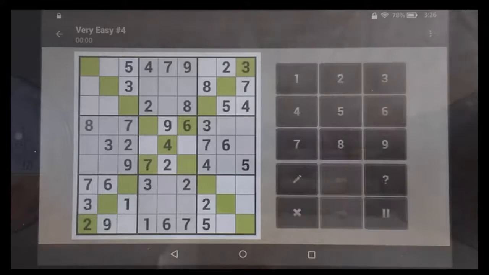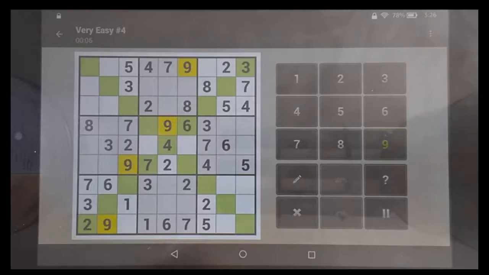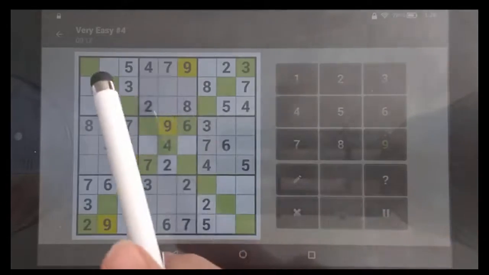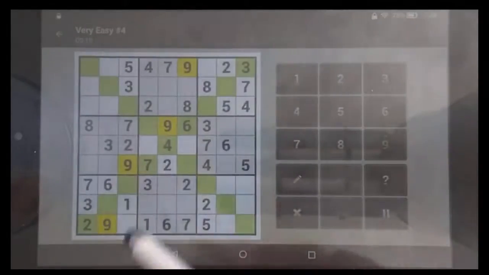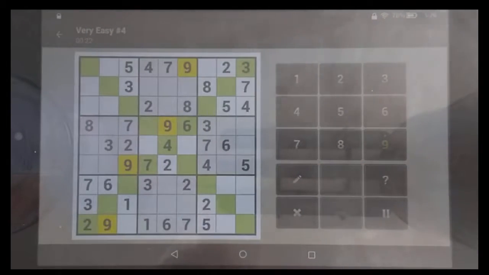So this is very easy number 4, X variety. And again, the very easies very rarely use the rules of the new pattern, but it's a great way to start learning the rules of the new pattern. So with the X, in addition to 1 through 9 in every row, column, and square, you also have to have 1 through 9 on each leg of the X.